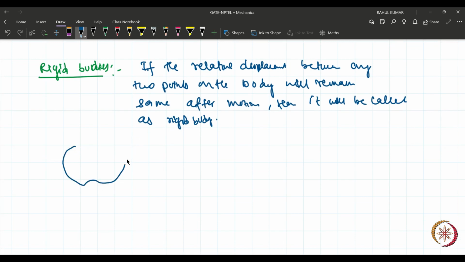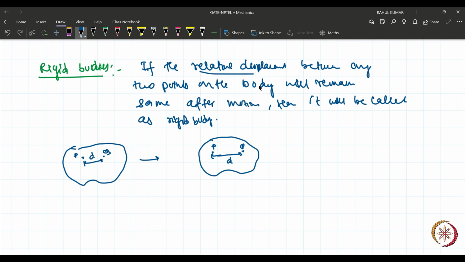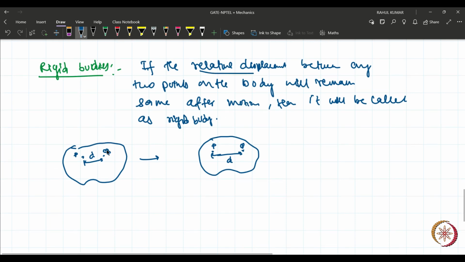Suppose there is a body. First it is at rest. Now the relative position is this. Now if you move it, even after the moving, suppose the distance between these 2 points is d, the distance between these two must also be the same. So we have to talk about the relative displacement.